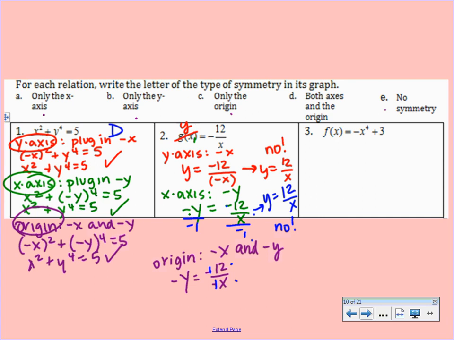Then, I said a minute ago that when there's a negative in front of the y, because our equation was just y by itself, I want you to make this just y by itself. So what would you do? Multiply or divide by negative 1. What does that give me as my new equation? Negative 12 over x. You're absolutely right. Dividing by 1 doesn't change it, but dividing by a negative changes it to a negative answer. Is that the same as what we started with? Yes. So we have origin symmetry. So it is C.